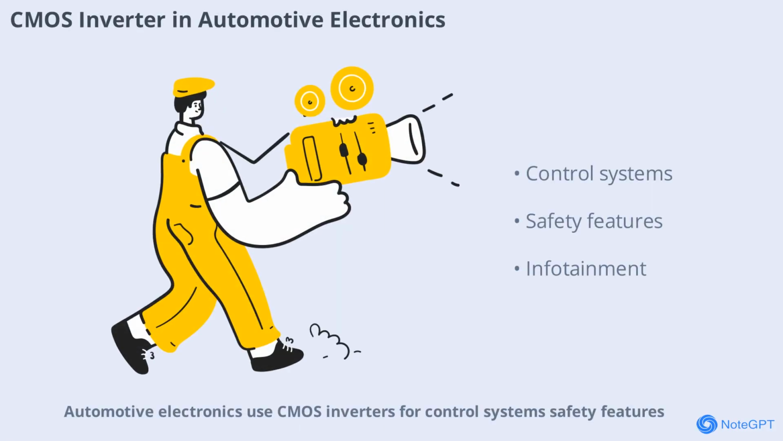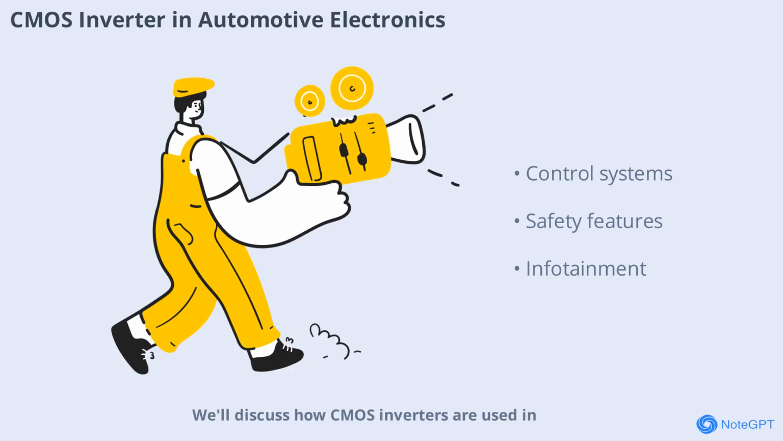Automotive electronics use CMOS inverters for control systems, safety features, and infotainment. Their robustness and efficiency are vital for reliable vehicle operation. We'll discuss how CMOS inverters are used in modern cars and their impact on automotive technology.